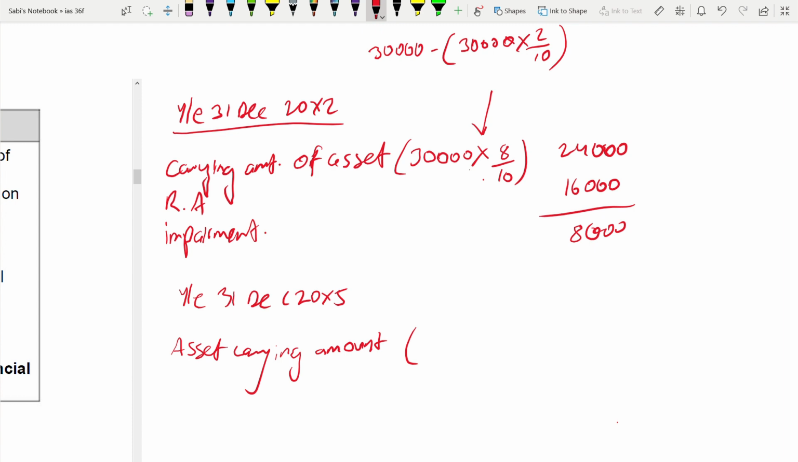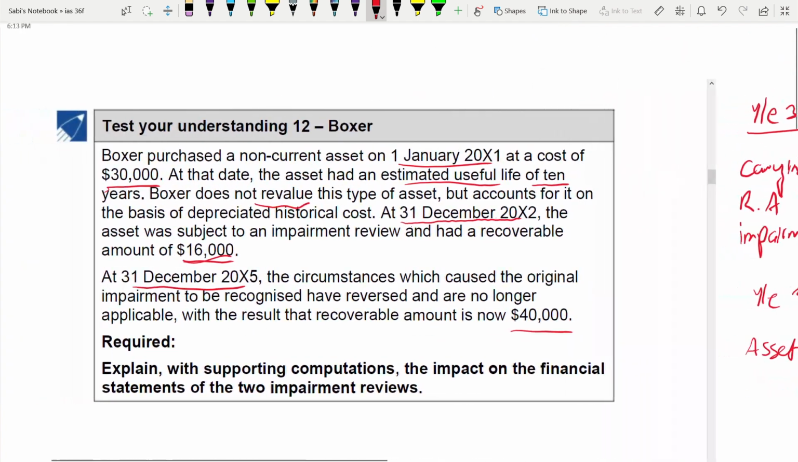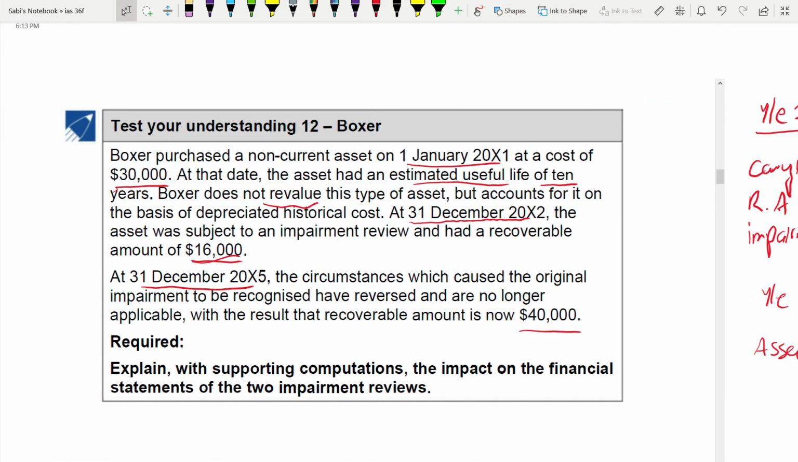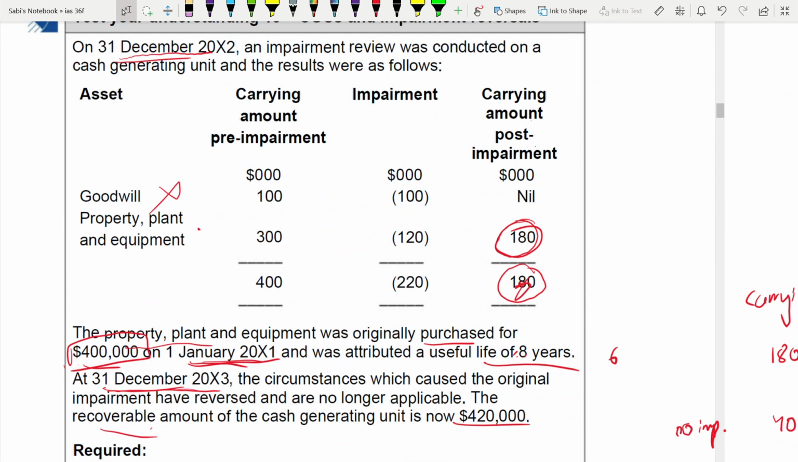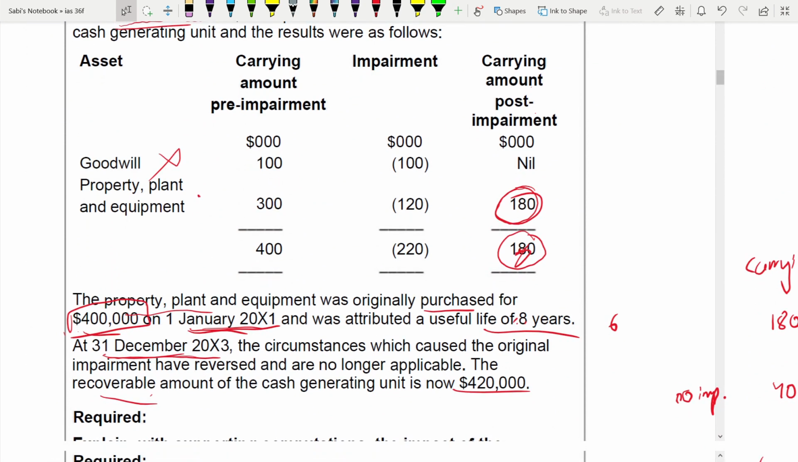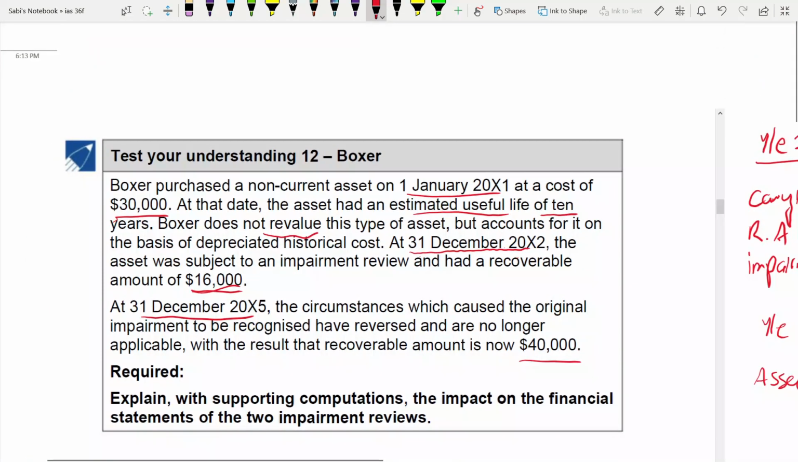The asset's carrying amount on that date will be how much? You have to recalculate the recoverable amount. See here, wait just a minute, what did we do here? They have given the amount after you deduct impairment on 180.